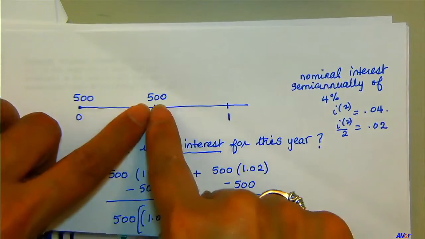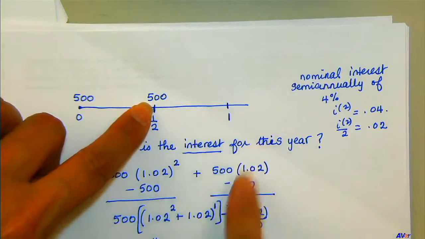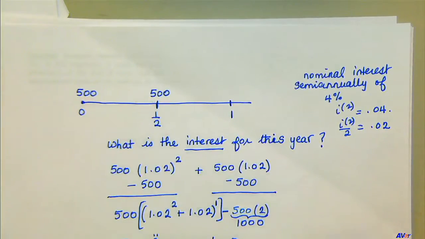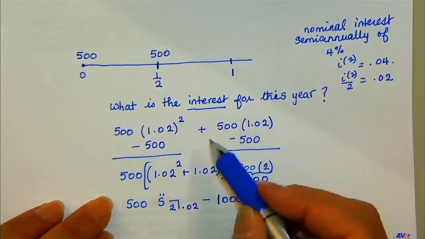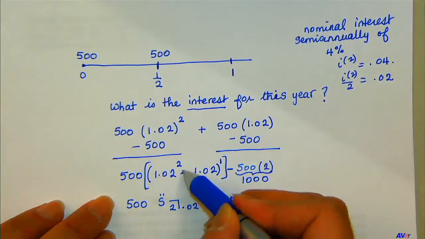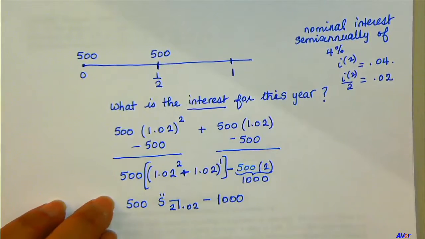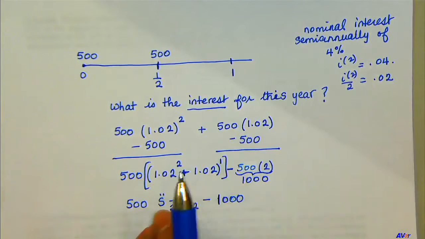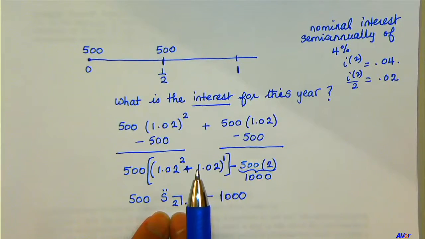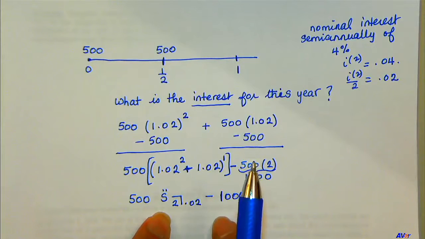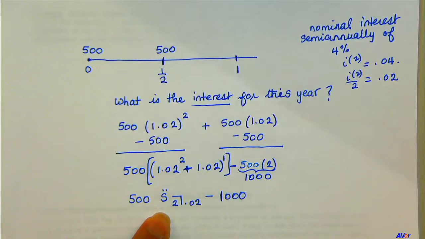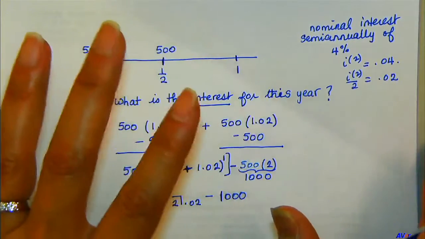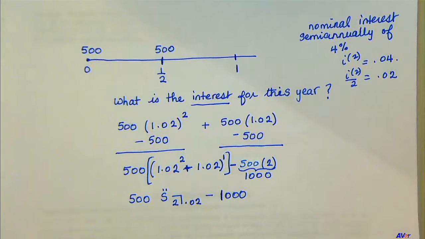Then I took the accumulated value of this 500 and I took away 500 from it. Then I factored out the 500 and I said 1.02 squared plus 1.02 to the 1. So this one plus this one. And then I said, well, this one is just equal to S double dot angle 2 at whatever interest rate, minus these two 500s, 1,000. So this will come in handy for the extra credit that I'm about to assign you.